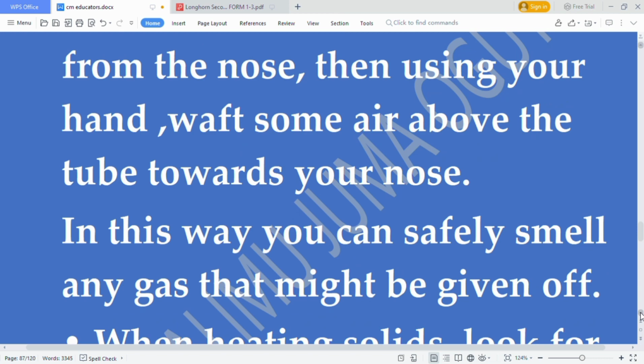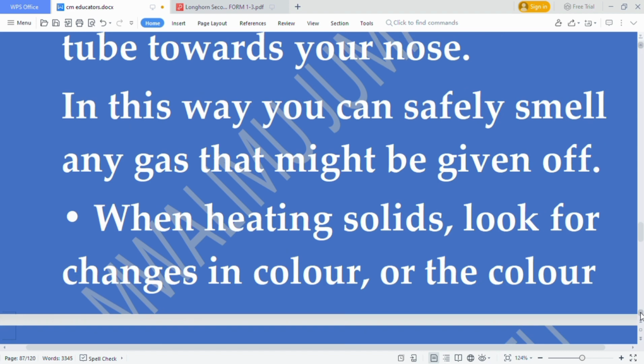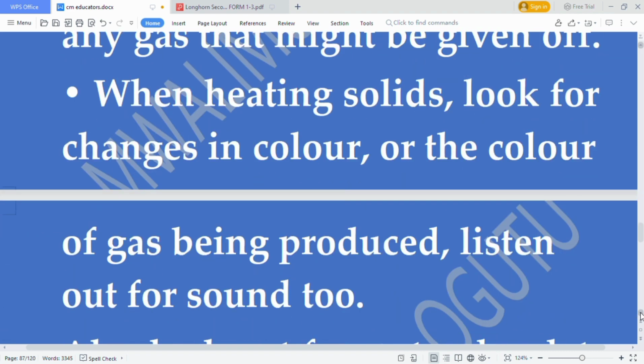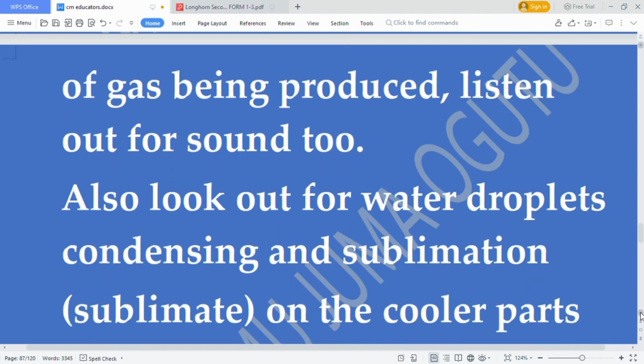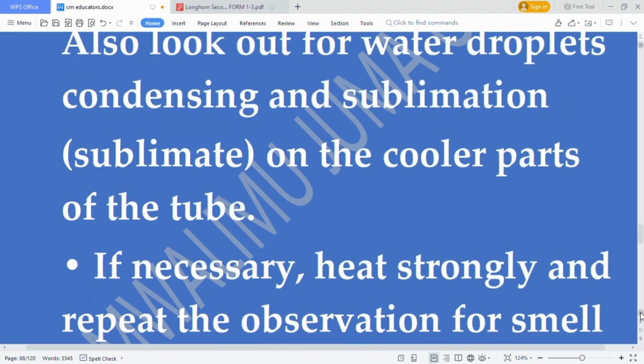When heating solids, we look for changes in color or the color of the gas being produced. We also listen out for sound. Also, we look for water droplets, condensing and sublimation on the cooler part of the tube. If necessary, we heat strongly.